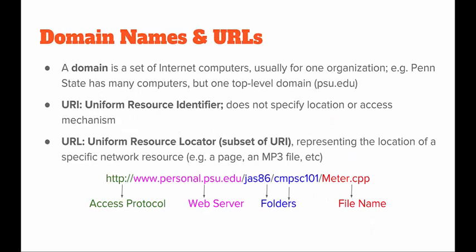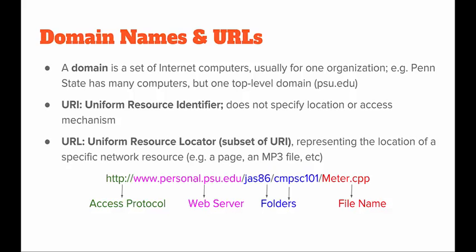Another Internet concept that we need to discuss is the idea of domain names and URLs. When we talk about a domain, we're talking about a set of Internet computers, usually for one organization. For example, Penn State has many computers, but one top-level domain, which is psu.edu. All computers on the Penn State network fall under that top-level domain.